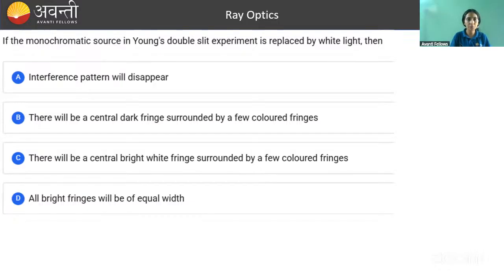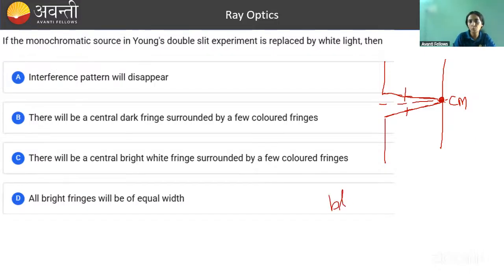What happens when we are using white light? White light means what? It will have several wavelengths. So if you talk about the central maxima, then no matter what the wavelength of light is, when the light travels here from both the slits, it will cover the same distance. And so the path difference is 0 here. So for all light, the central maxima will be at this center point.